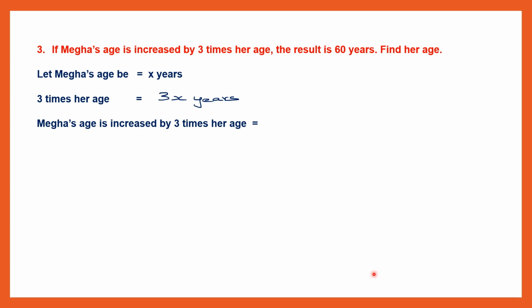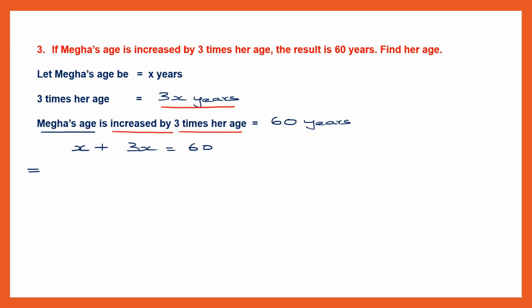Then the result is 60 years. That means when her age is increased by 3 times her age, she's going to become 60 years. So now we have to find her age. So let's work on this. Megha's age is how much? Megha's age is x. This is increased by, increased means we say plus 3 times her age. 3 times her age is 3x. So that is x plus 3x, and that is equal to 60.